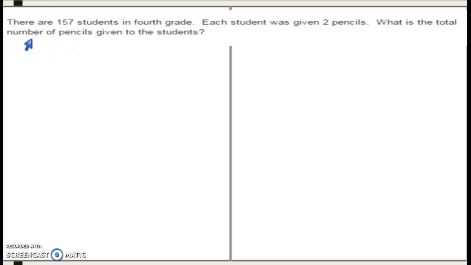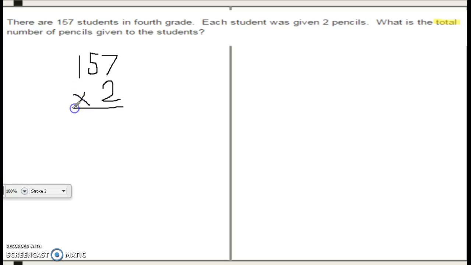There are 157 students in fourth grade. Each student was given 2 pencils. What is the total number of pencils given to students? The word total should tell you that you're either going to add or multiply. And in this case, either one would be fine, but let's go ahead and multiply since you're looking for a total. So you have 157 students. Each student is given 2 pencils. So you have 157 groups of 2.